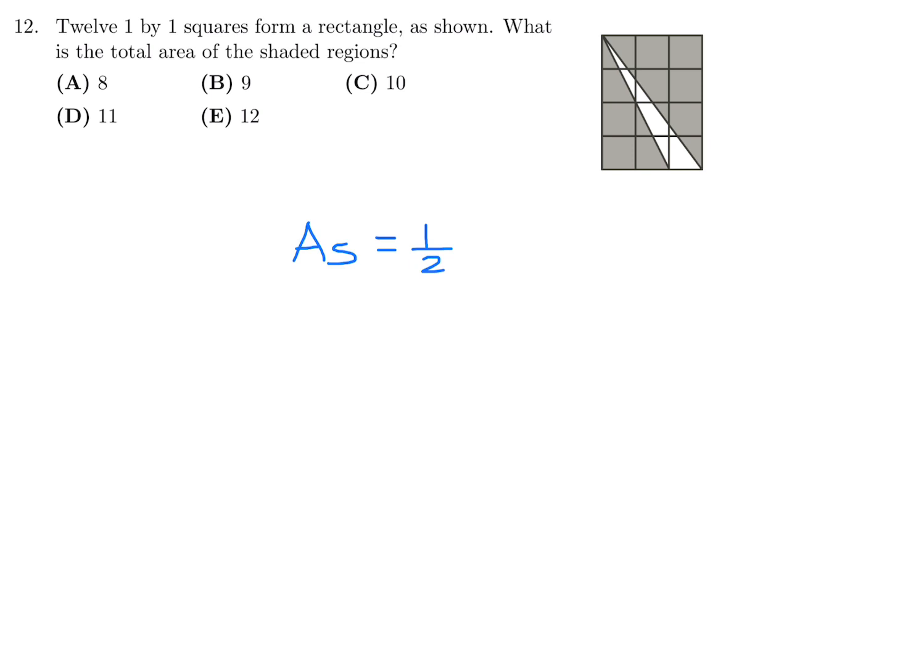The first one, base is 2, and the height is 4. And then the next one, I can call this the base, 3, and the height again is 4. So this becomes 4 plus 6, and that is 10. So number 12, the answer is C.